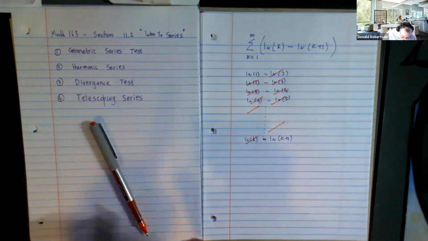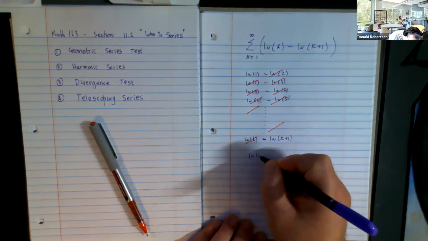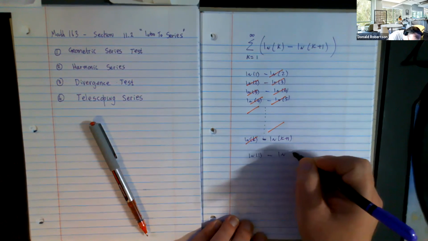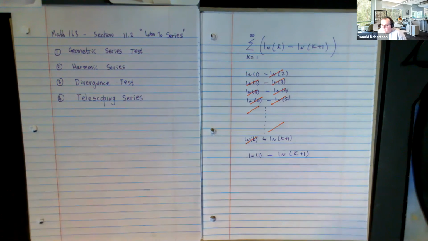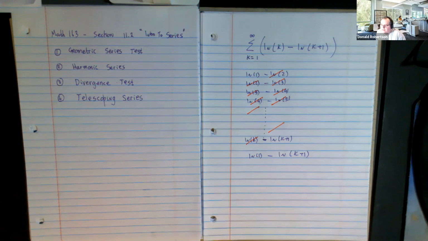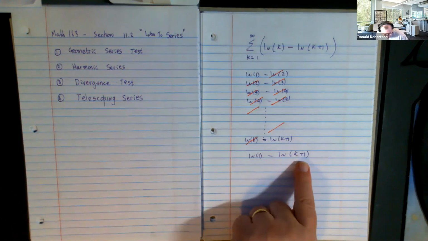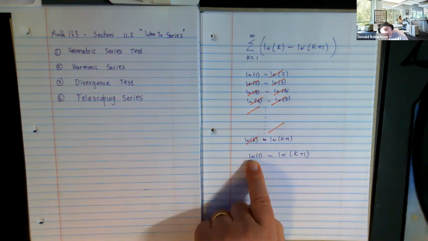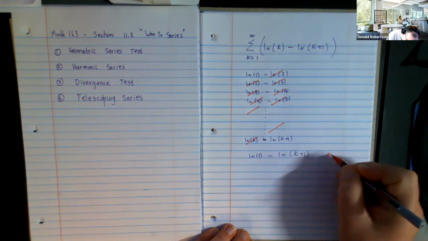So what will be left at the end? A log 1 take away a log of k plus 1. Wait a minute. Doesn't k go to infinity? Right? Doesn't k go from 1 and finish at infinity? So won't this thing be the log of 1 take away the log of infinity, which means that it diverges?